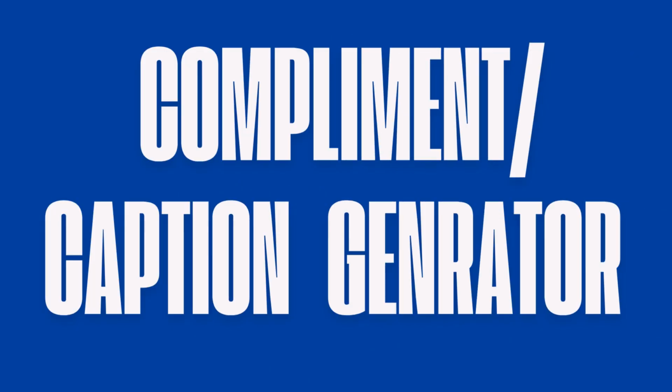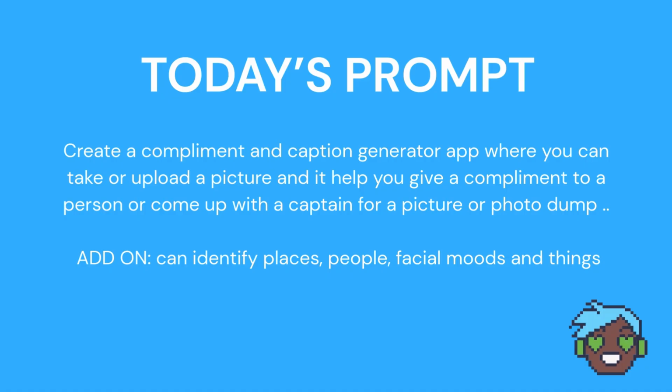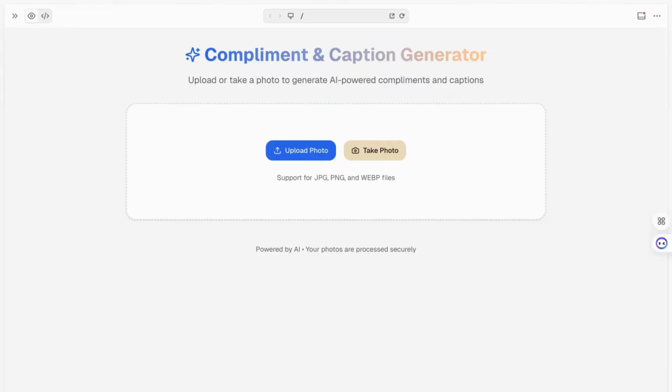Today, we're going to be building a complement and caption generator application. So let's get started. For today's prompt, we talk about creating a complement and caption generator app that, when you upload a picture or take a picture, will generate a complement and/or a caption for you based off that picture, or maybe even a photo dump. It's able to identify places, faces, moods, and so on. So let's see how it works.